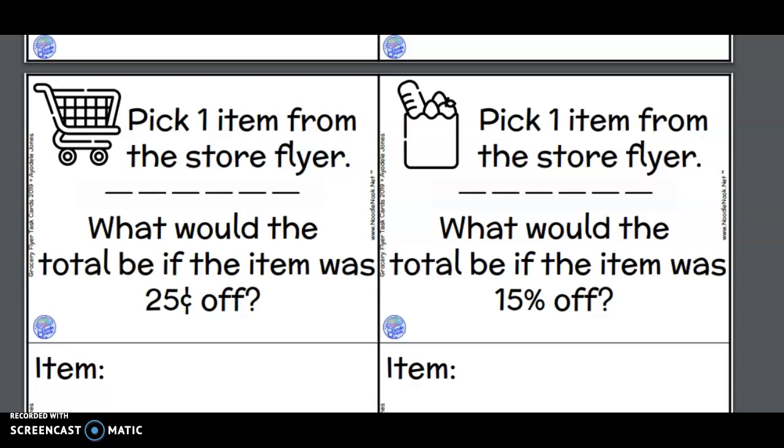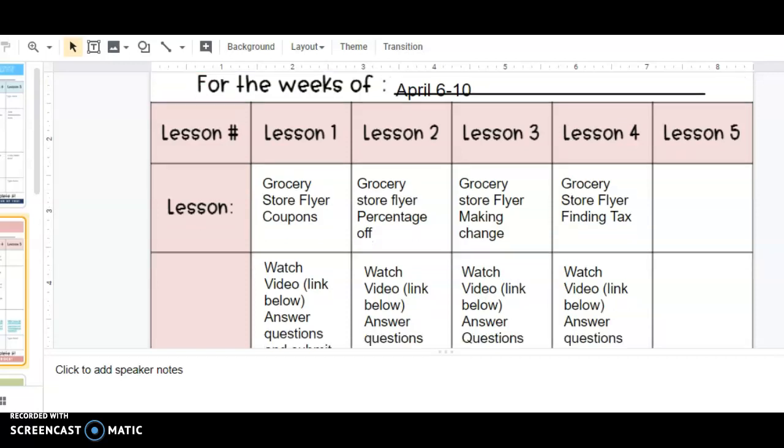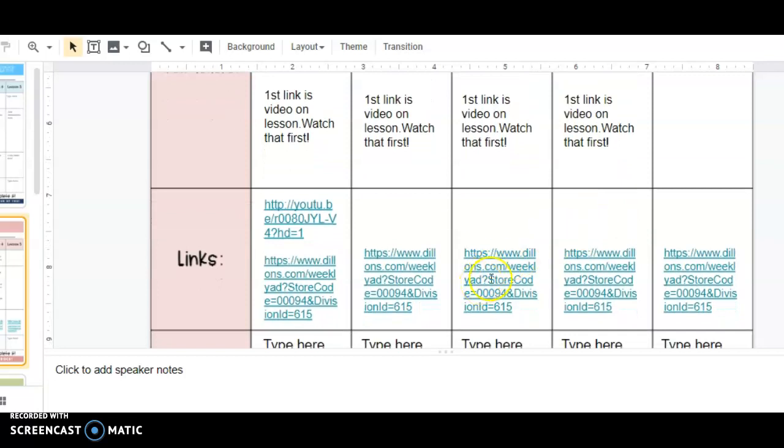So today for your assignment, you are going to open up that Dylan's flyer. And again, that is in your lesson plan. You'll scroll down and the link will be right here. This one, the second one, I'll show you right here is the first YouTube video. That's where you click to watch these videos. The second one is the Dylan's link. So that's where you'll click to open up the Dylan's flyer.